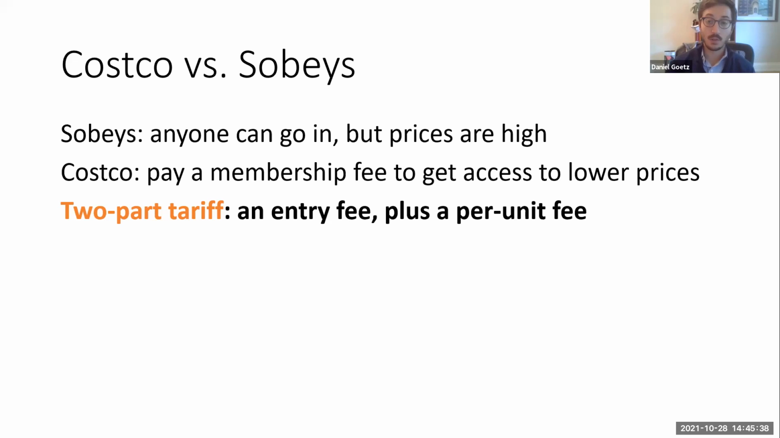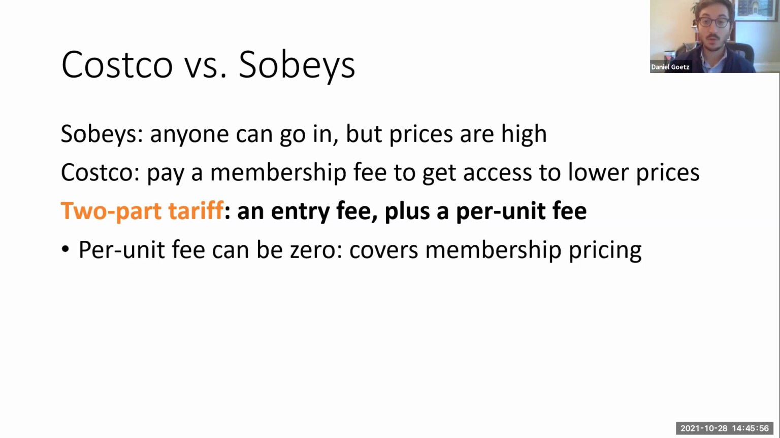A two-part tariff is an entry fee plus a per unit fee. Right? So you have an entry fee and a per unit fee. The entry fee, that's the membership fee. The per unit fee, you still need to pay for groceries. So you're still paying per unit. You don't need to have a positive per unit fee, right?